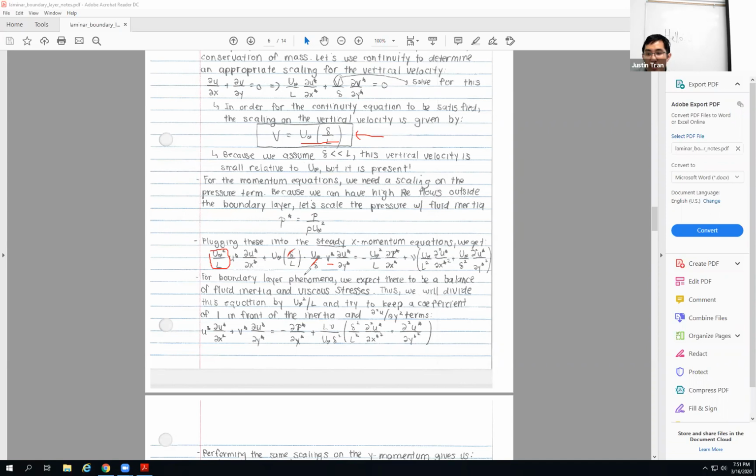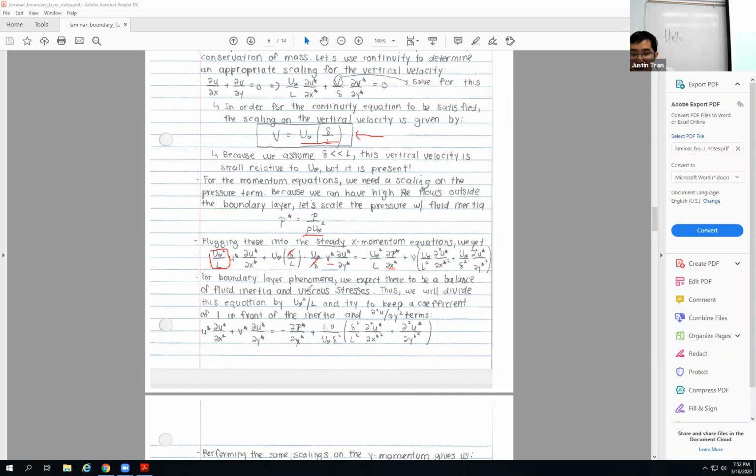Next, we have the pressure term. If we use this pressure scaling right here, along with the scaling for x, then what we get is U infinity squared over L. So far, everything has the same scaling. And then for the other terms, for the d squared u dx squared, we have U infinity over L squared. And for the d squared u dy squared, we have U infinity over delta squared, okay?